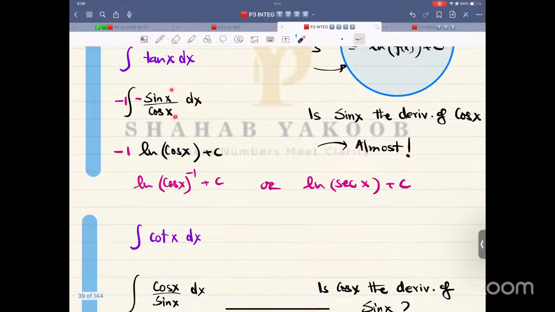Tangent, that is sine over cos. Is the derivative of cos sine? No, it's negative sine. So put a negative over there, and balance it with a negative 1 on the outside. This fulfills the criteria: the numerator is the derivative of the denominator. So this is negative ln of cos x. Or if you want, make it the power, so cos raised to the power of negative 1 becomes sec x.